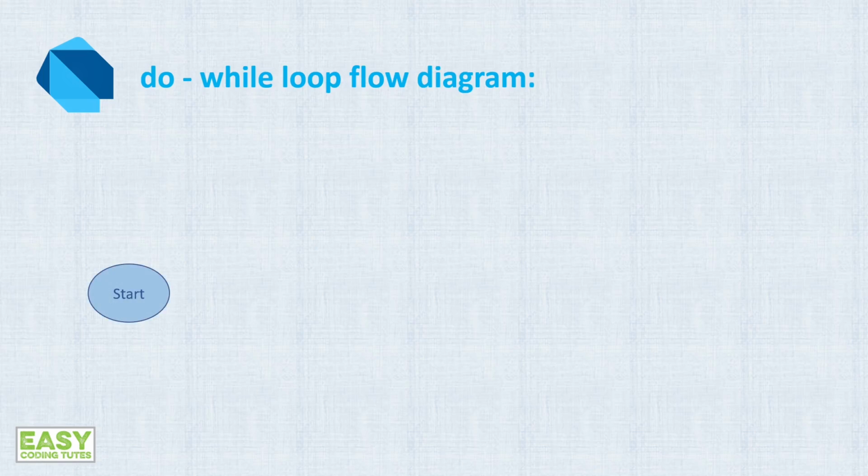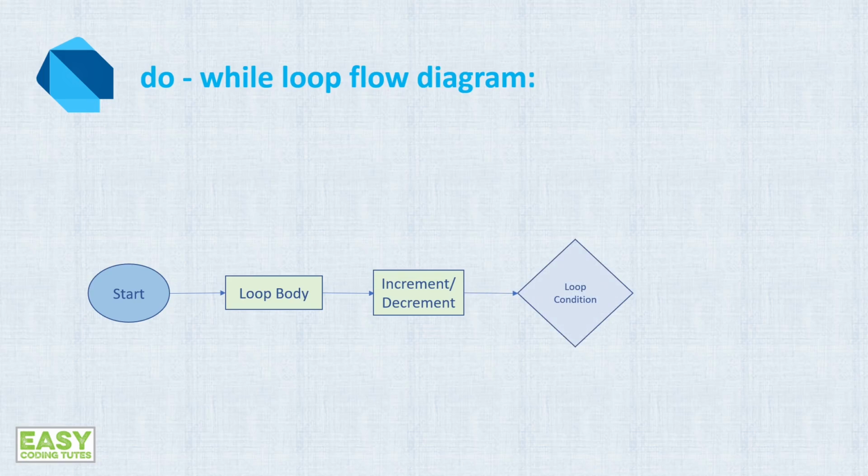When we execute our program, it goes inside the loop body, then it performs the increment or decrement operation, and after that it goes to the loop condition. If the condition is true, it comes again inside the body of the loop, performs the increment or decrement operation, and then checks the condition again. This cycle continues until we get a false. When we get false, the control comes out of the loop.